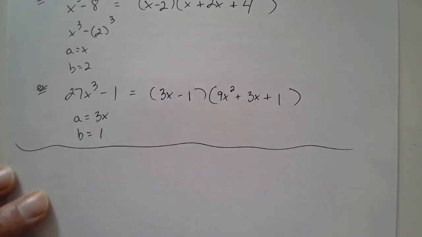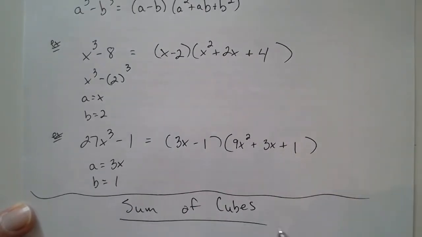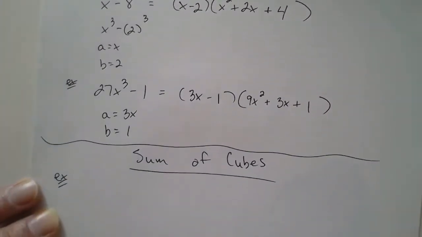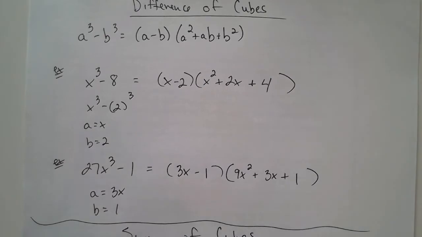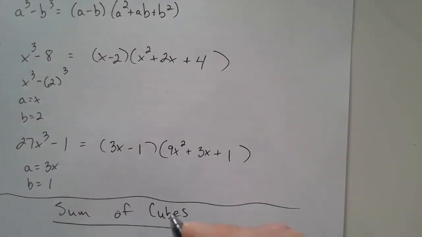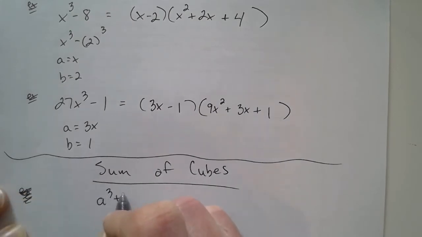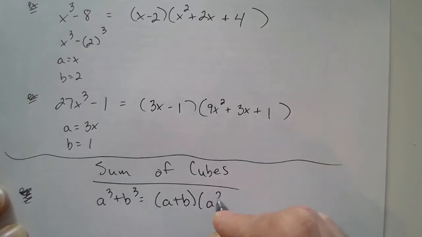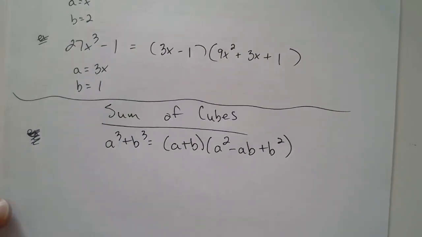Next one would be sum of cubes. It's really similar to difference of cubes, just a different formula. So if I have, here's our formula, a cubed plus b cubed. That would be a plus b times a squared minus ab plus b squared. That's the sum of cubes.